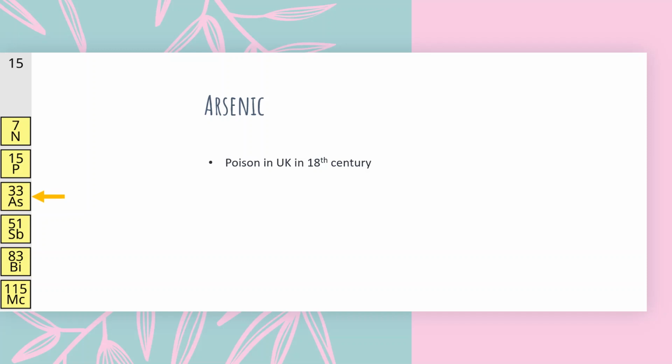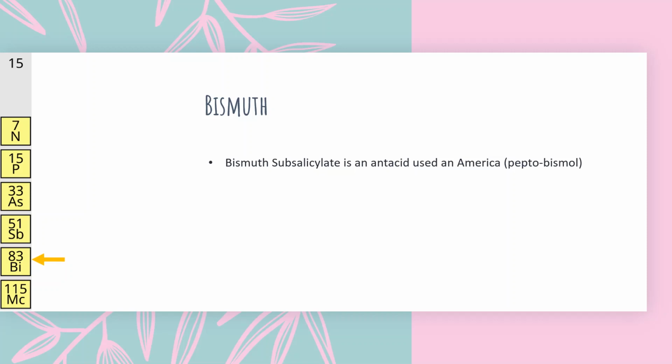Now, antimony doesn't really have significant importance as of this point, but probably in the future, they'll find some way to use antimony to benefit us. Now, you may know bismuth as the shiny, pretty crystals. However, bismuth subsalicylate is also a commonly used antacid in America, which is known as Pepto-Bismol in the form of a pink liquid.